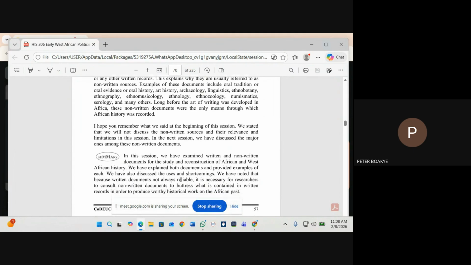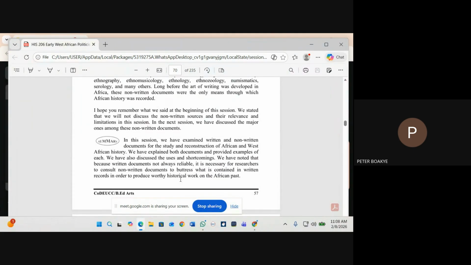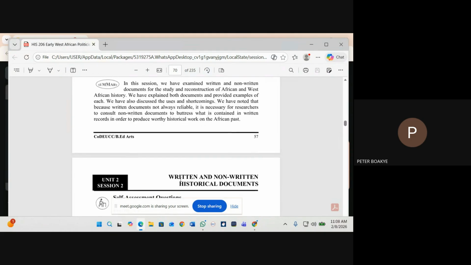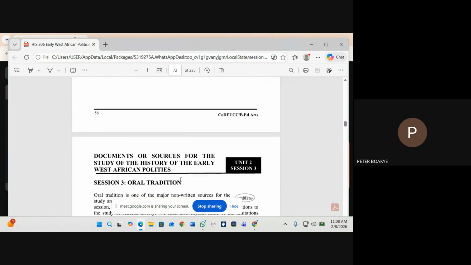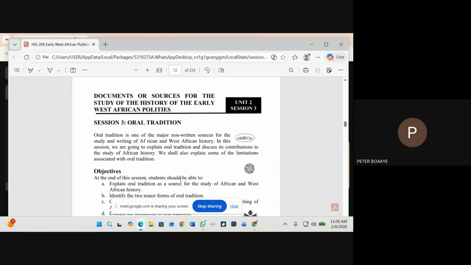Okay, so in this session, we have examined written and non-written documents for the study and reconstruction of African and West African history or politics. We have also explained both documents and provided examples of each of them, and so you are aware of that. We want to proceed to look at session 3, which looks at oral history, or oral tradition.